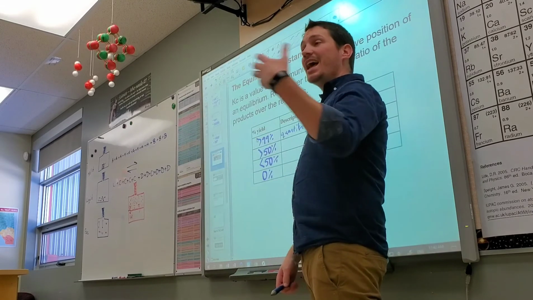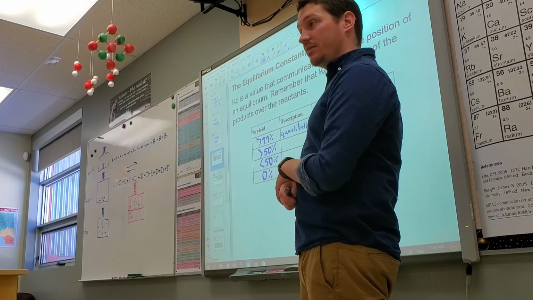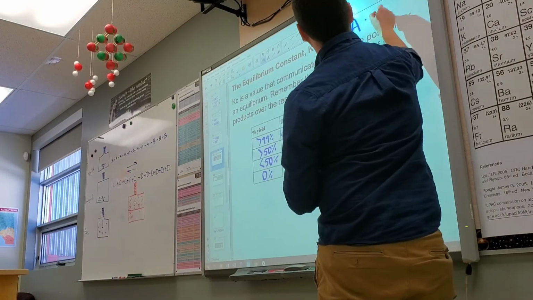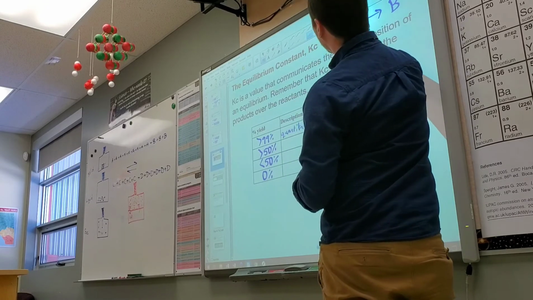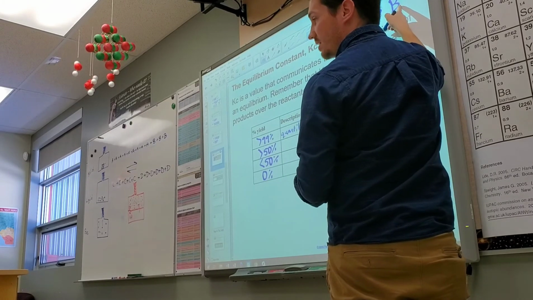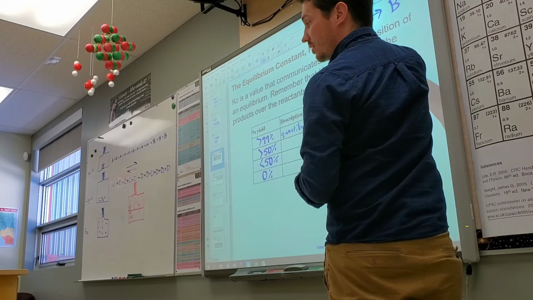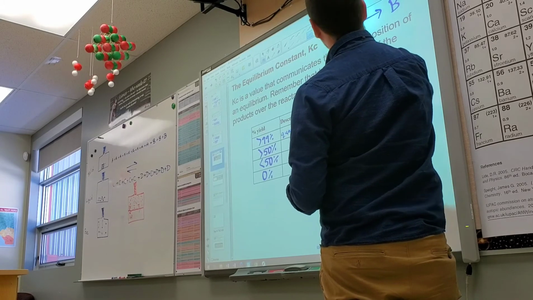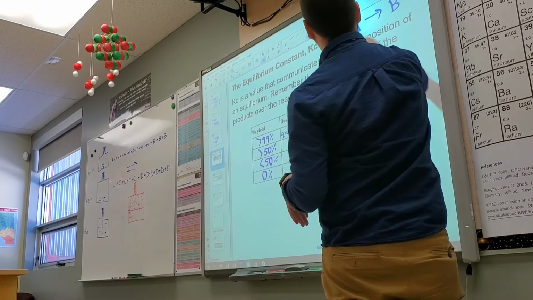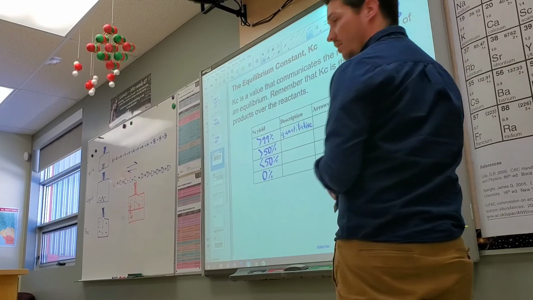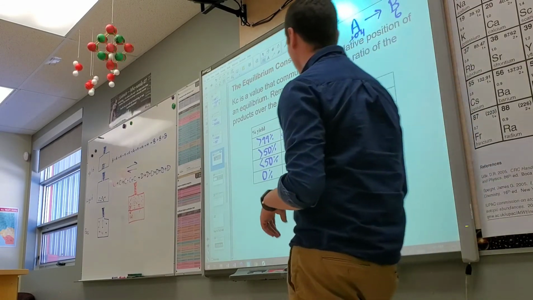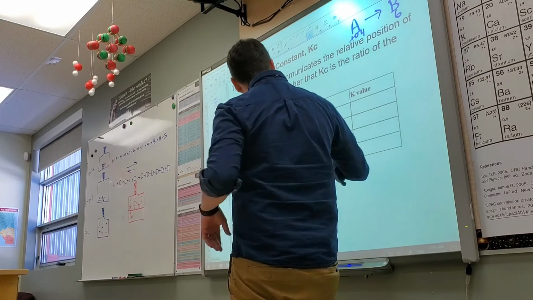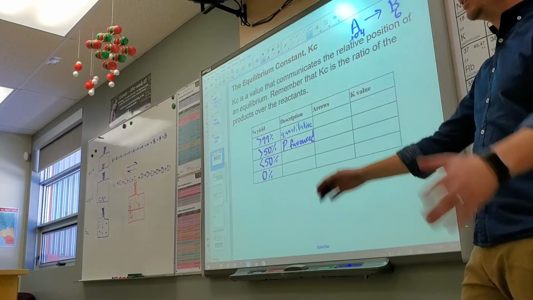Greater than 50%, is that products favored or reactants favored? If greater than 50% of this turns into that, what do we have more of, products or reactants? Products, right? If we start with 10 of this and 6 turn into this and we're left with 4, greater than 50% means products favored. Because I don't have a lot of room, I'm just putting P favored. Hopefully you know what that means.